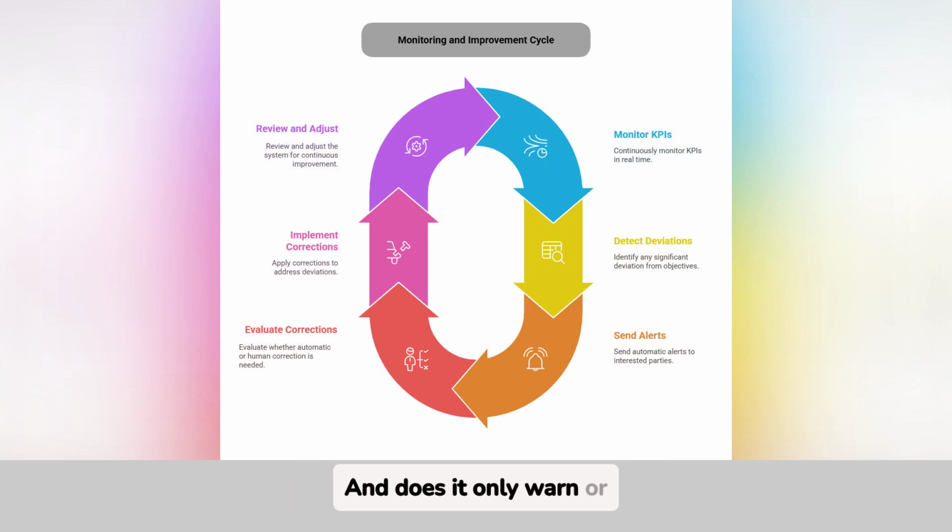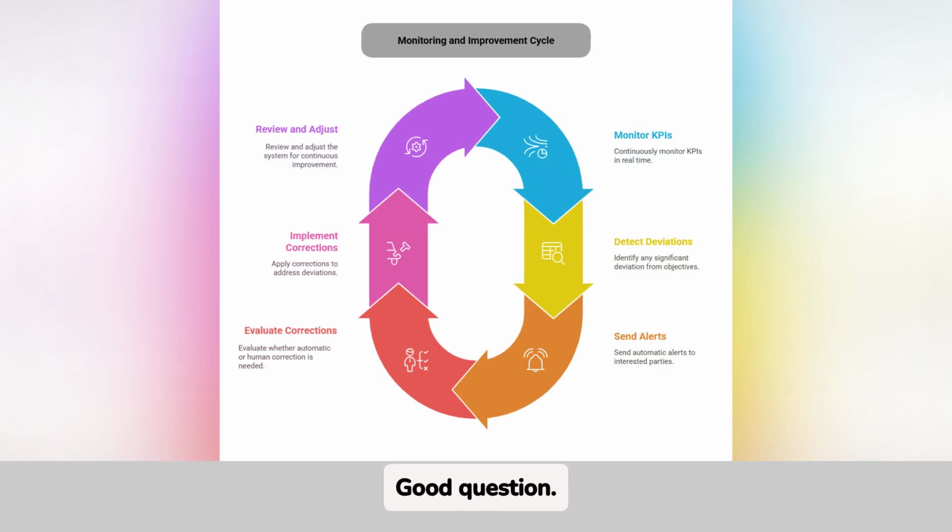And does it only warn, or does it also suggest what to do? Good question. Its main function is to warn, but it doesn't stop there. It works in conjunction with other subagents, such as the dynamic adjuster, which can intervene to correct in real time. The monitor tells you, there's a deviation here, and from there, the system evaluates whether it can apply an automatic correction or if it needs human validation before acting.